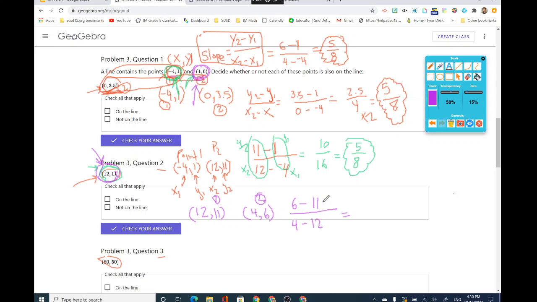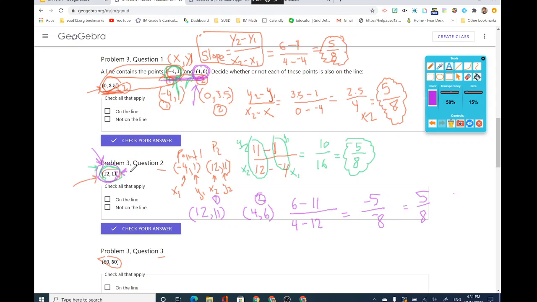6 minus 11 is -5. And 4 minus 12 is -8. And look, those negatives cancel out. So this slope is also 5/8. We get the same slope no matter how we order these points. If we use any point on this original line, this point here still has the same slope.